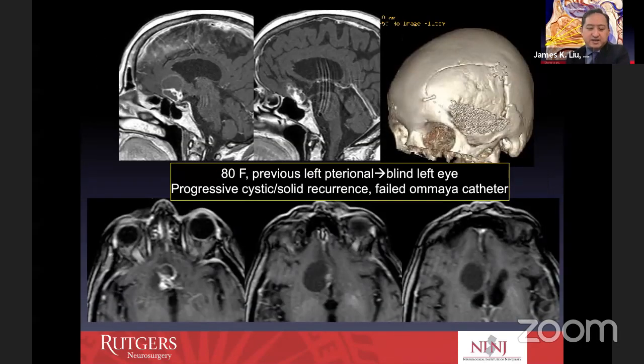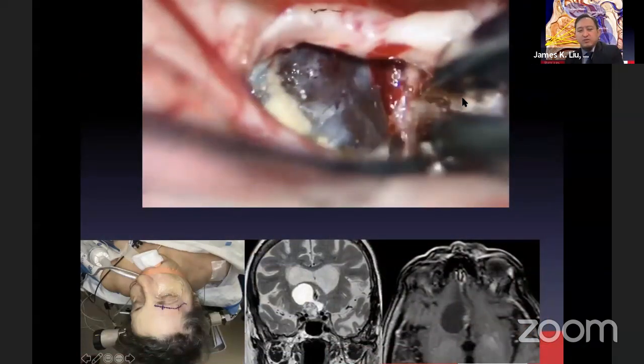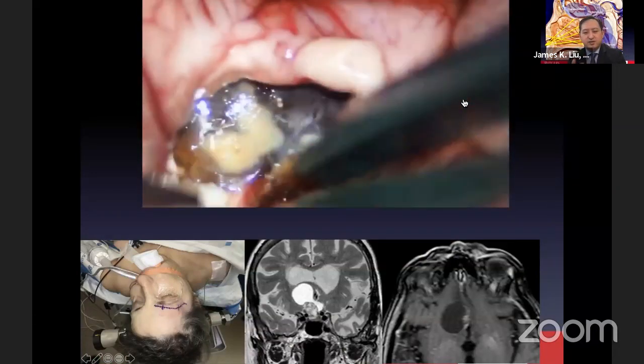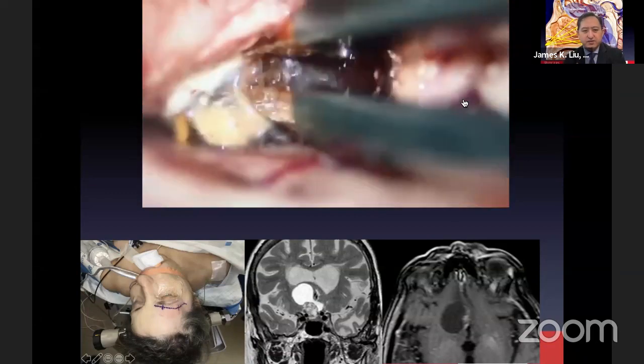And so in this case, I decided instead of another craniotomy on the other side, we'll do a transciliary eyebrow approach. And you can see this is the small craniotomy, roughly less than 4 centimeters. And what we'll do is we'll go in transcortically first to come around the cyst wall and decompress the cyst. So here's the cyst wall in the frontal lobe.